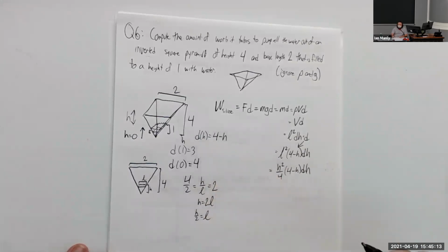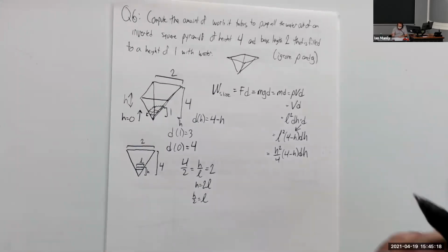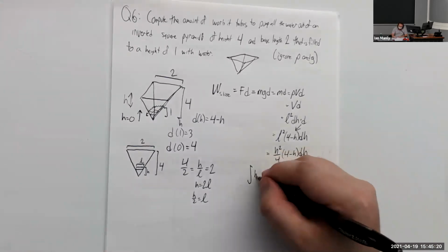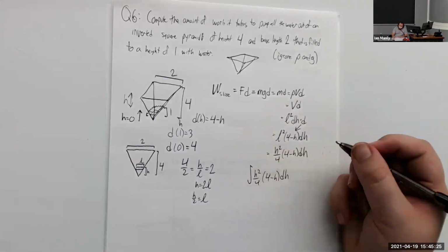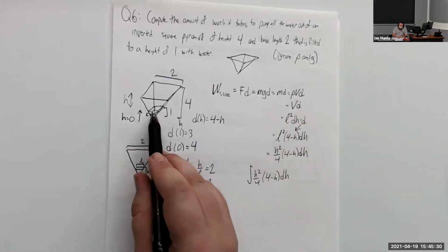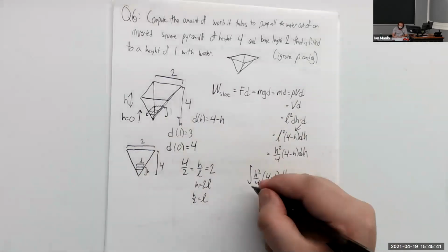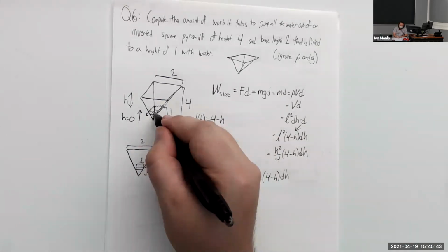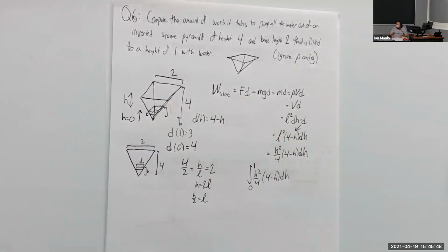Now the way all these problems went is that when I found it on one slice, I just throw it into an integral and get all the slices. So this is going to be the integral of H squared over 4 times 4 minus H. And remember, I defined h equals 0 to be at the bottom, and then it's going to be 1 at the top of this water here. Now, the bounds of the integral is always where the object is that we're moving. So our object starts down here at h equals 0, and it goes all the way up until h equals 1. So this one will be the integral from 0 to 1 here.